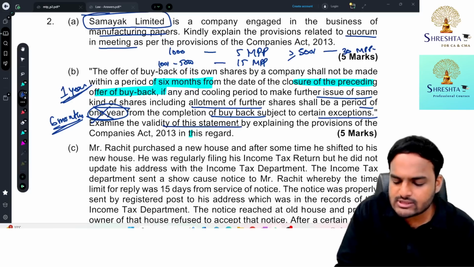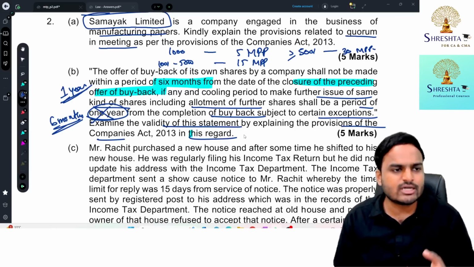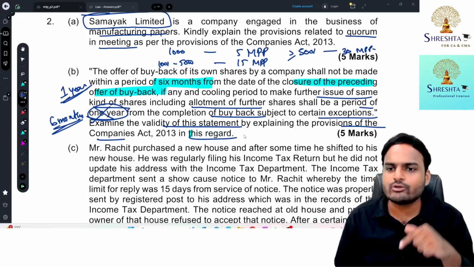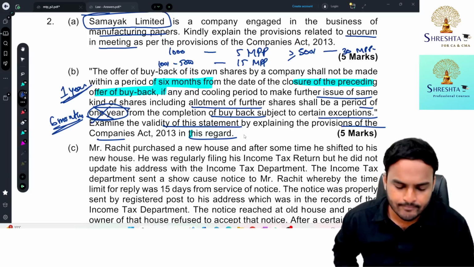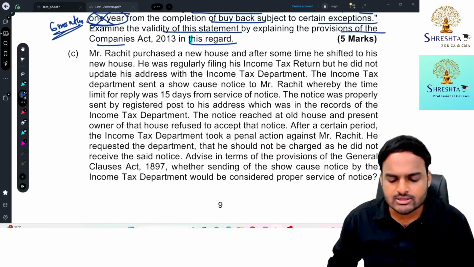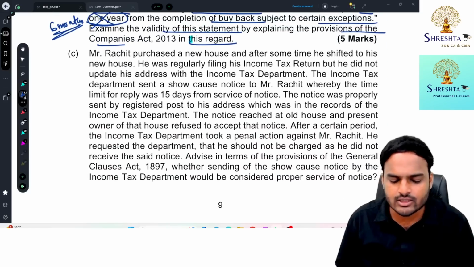Examine the validity of this statement by explaining the provisions of the Companies Act 2013 in this regard. So two statements are wrong. You need to correct them. First, you need to write the provision and you need to write the conclusion. Clear? Next, Mr. Rachit purchased a new house and after some time he shifted to the new house.